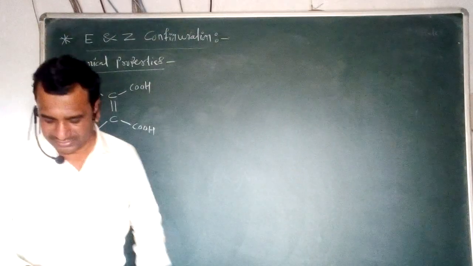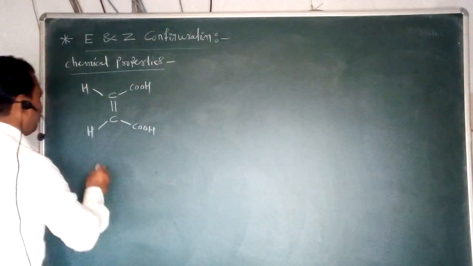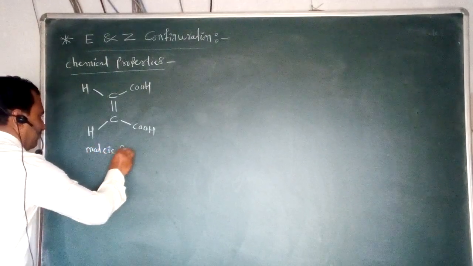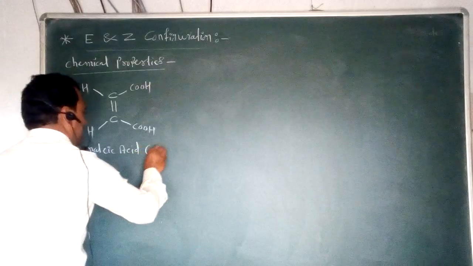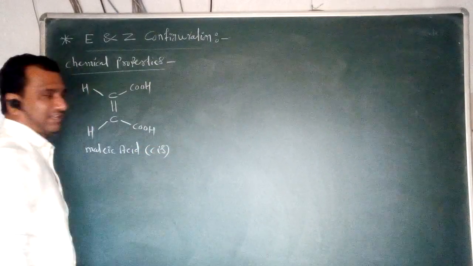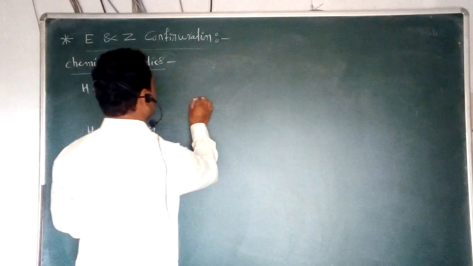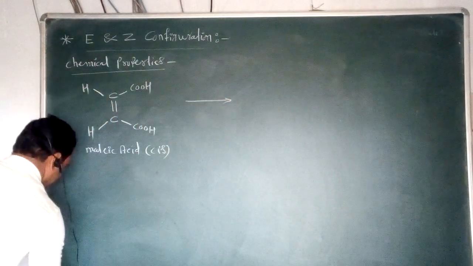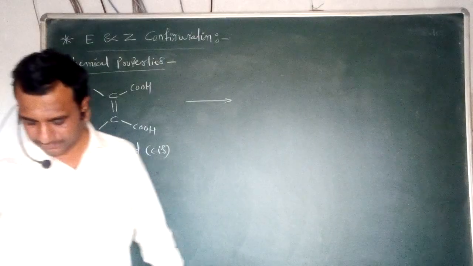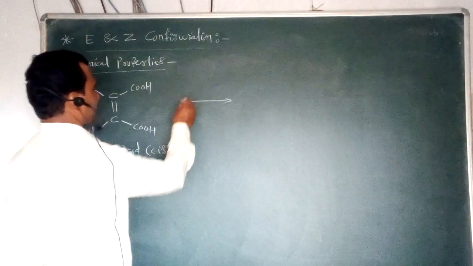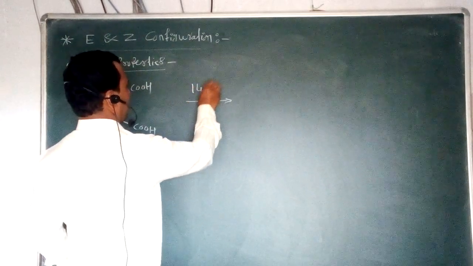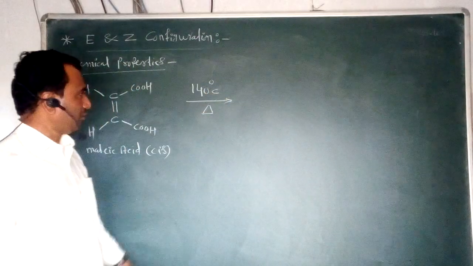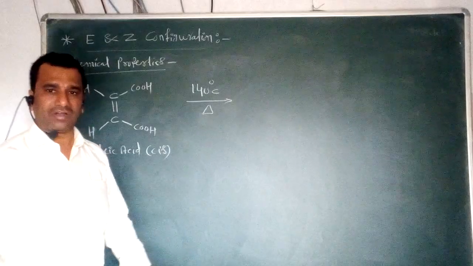So if such a type of acid is there, this acid is called the malic acid, and this is a cis configuration. It has the cis configuration. Suppose we treat this malic acid to a particular reagent and particular experimental conditions, suppose we heat this malic acid at a temperature of 140 degrees centigrade, what happens?